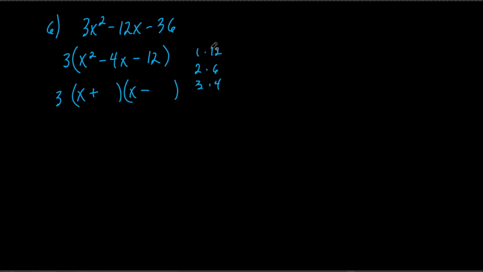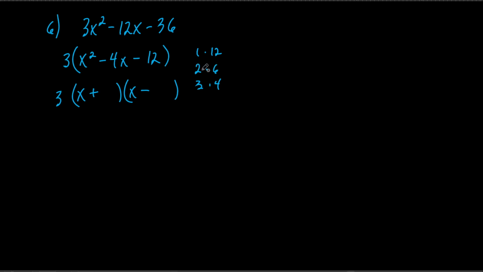Now, remember, one's got to be plus, one's got to be minus. So is there any way that I can add these up with one being plus and one being minus to give you a negative 4? Can I get 1 and 12, either a negative 1 plus 12 or a 1 plus negative 12? Is there any way I can get a negative 4 out of that? There's not. Let's jump down to this one, 3 and 4. If this is negative 3 or if this is negative 4, could I add them up and get a negative 4? No, obviously I can't. So what about here? Yeah, that's the one. 2 and 6.